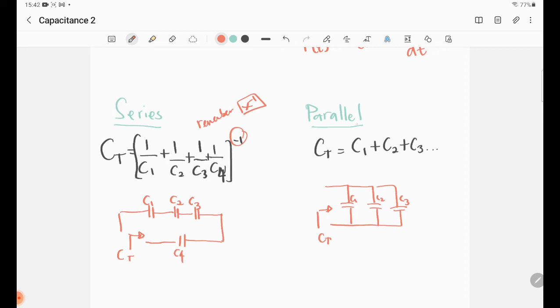For a parallel circuit, it is like a series circuit of resistors, so you just need to total up all. Let's say you have 3 capacitances in parallel. To find the total capacitance, C total will be C1 plus C2 plus C3.